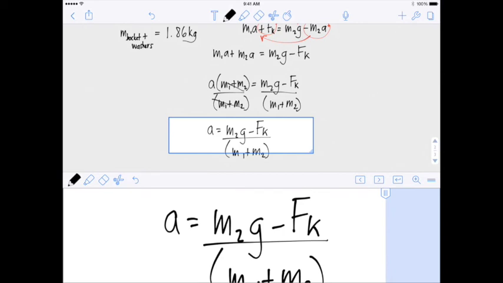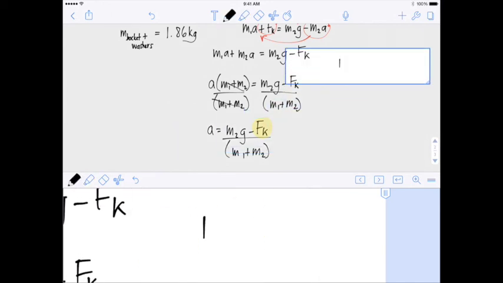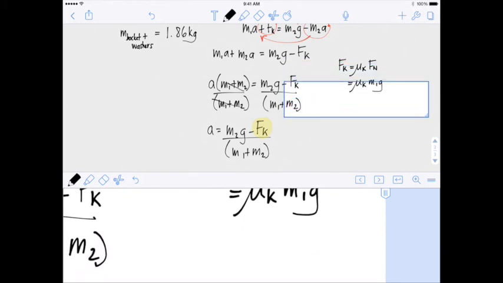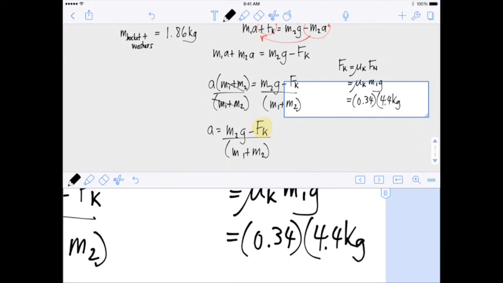So before we go ahead and sub and solve, what we need to do is find the value of kinetic friction. So they gave us the coefficient of kinetic friction. And the equation for kinetic friction is the coefficient times the normal force. And in place of the normal force, we write mg. In this case, it's M1g. So we have 0.34, the coefficient of kinetic friction, times a mass of 4.4 kilograms, times 9.8 newtons per kilogram.